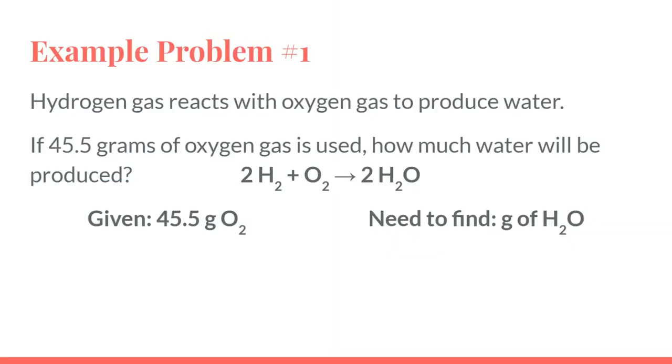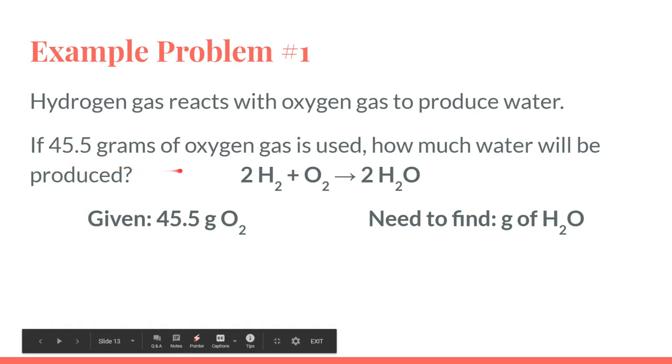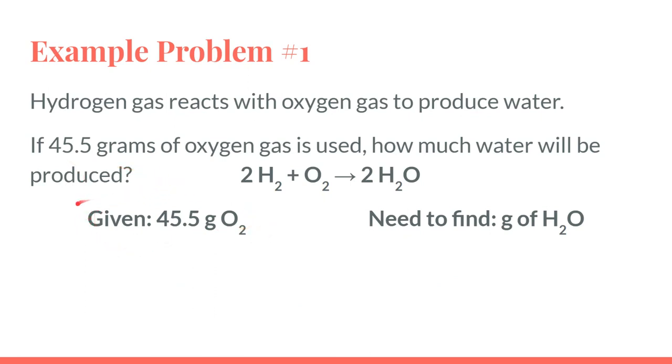So in the problem, it tells us that we have 45.5 grams of oxygen gas. So I usually like to write out or underline it in the question that I'm starting with 45.5 grams of oxygen gas. I then need to find, it says in the problem, how much water will be produced. And it's always going to be in grams. I'm never going to have you stop in moles. So we need to find grams of water.